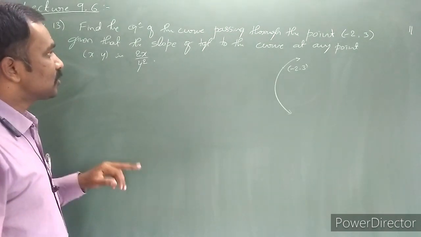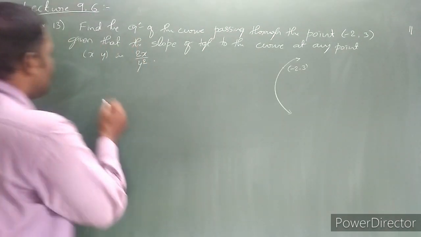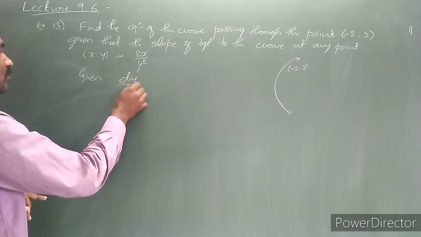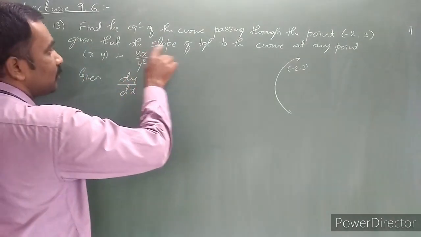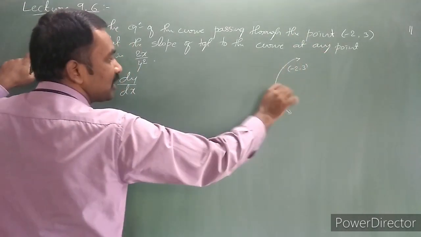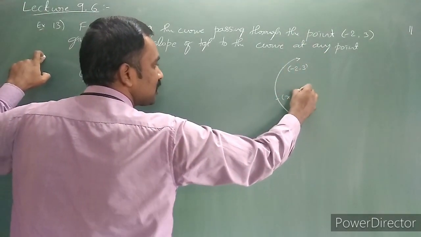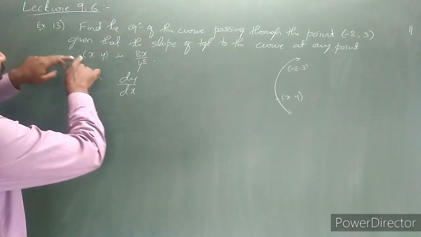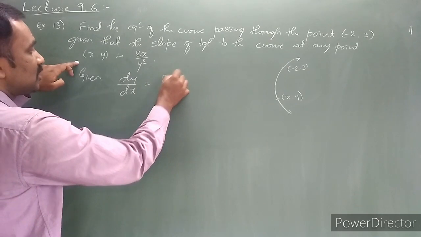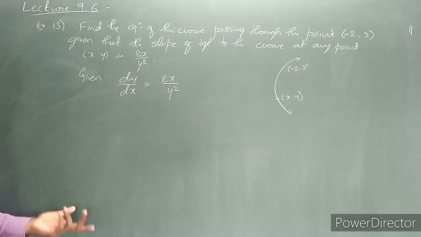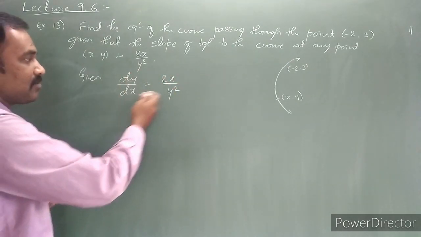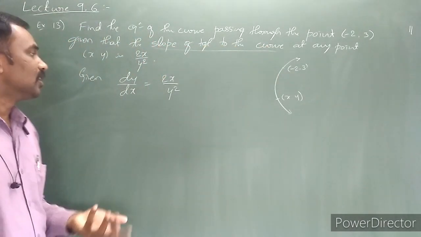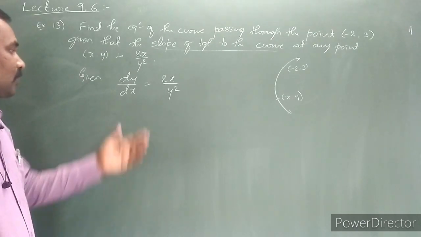And it is given that the slope of the tangent to the curve is nothing but dy by dx. The slope of the tangent to the curve at any point, I just consider the general point x, y, is 2x divided by y square. That's all. Instead of giving directly dy by dx is equal to this much, they have used the words slope of the tangent to the curve. So this is the differential equation.